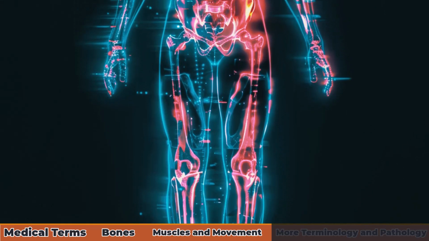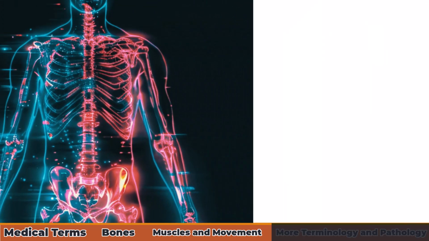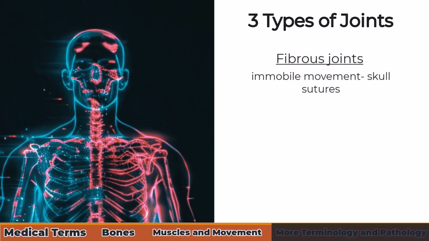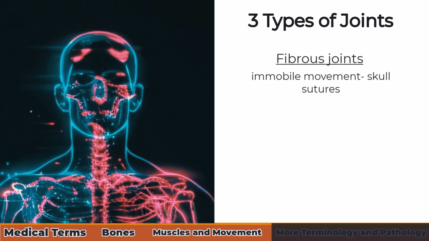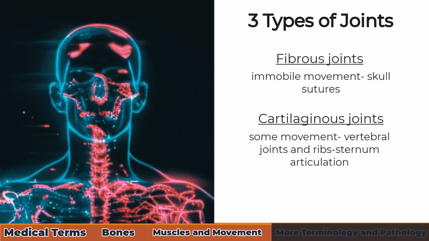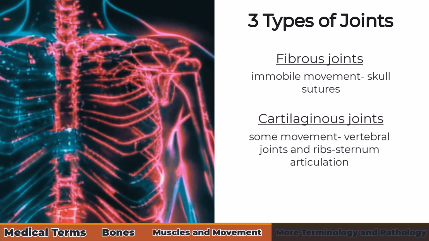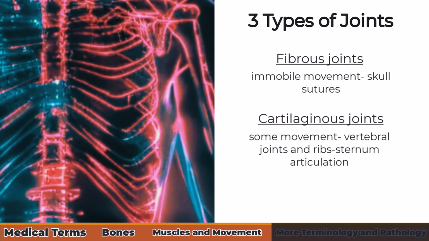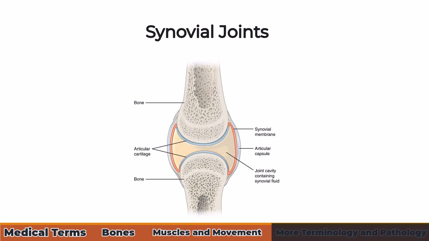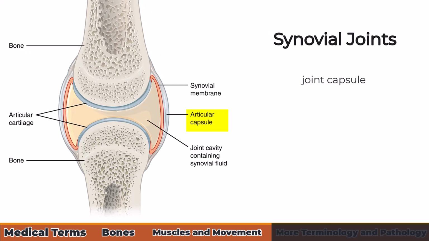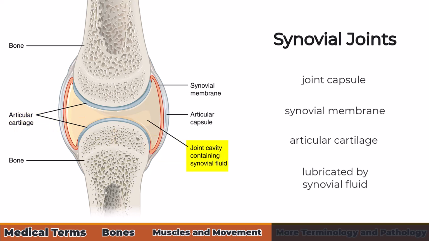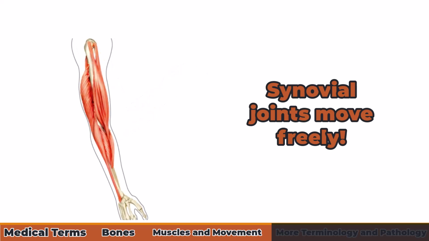Joints are where two or more bones articulate. Our body has three main types of joints: fibrous joints that are immobile, like sutures in the skull; cartilaginous joints, which connect bone to cartilage and allow limited movement, such as vertebral joints and where the ribs meet the sternum. Finally, the special synovial joints. Bones in these joints have the protection of a joint capsule and synovial membrane. They're covered with articular cartilage and lubricated by synovial fluid, so they can move freely, as you can see in the diagram.